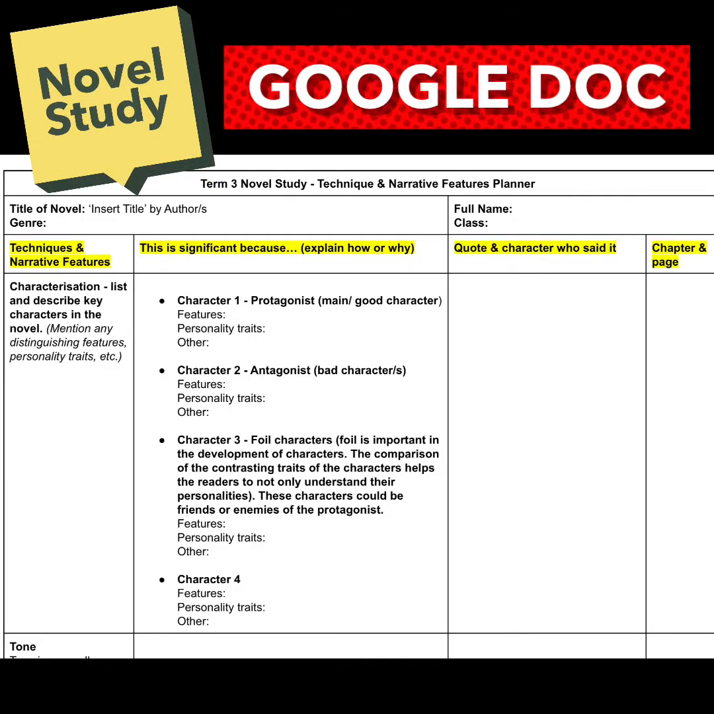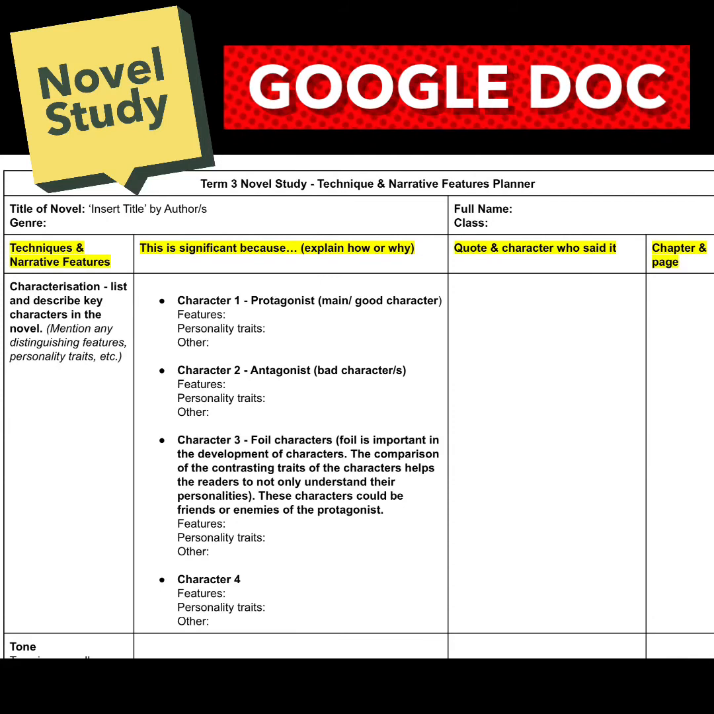Now, because we will be completing a novel study this term, the best way to help organise and build your skills in identifying techniques and narrative features is to work on your own Google Doc. This doc is available on the Google site I have created for you. Just as a side, the notes that you write in this doc should be completed separately to your Cornell notes, as the Cornell notes will be more effective for each chapter that you read.